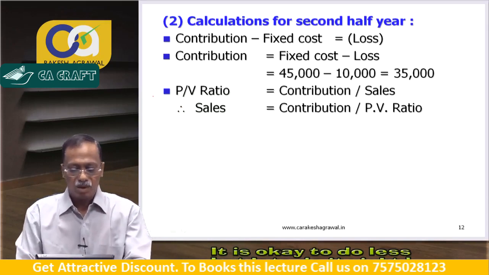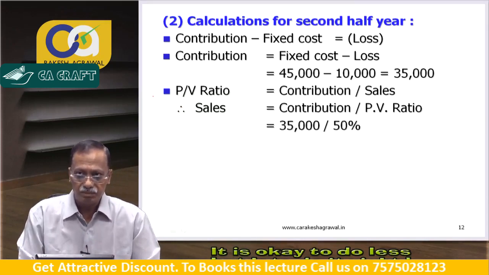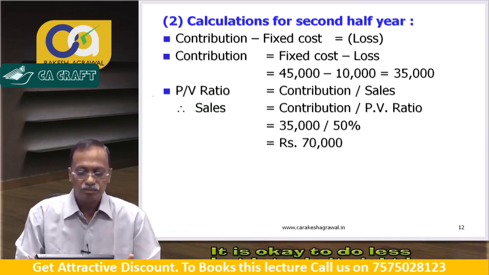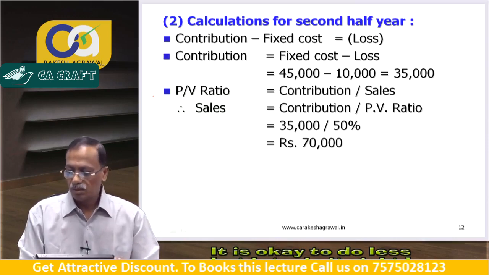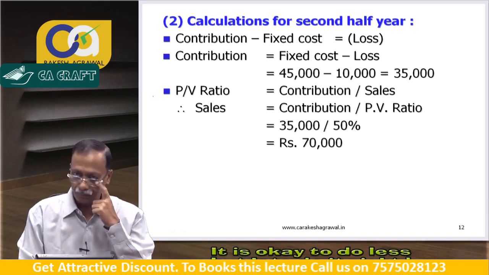Now sales is equal to 35,000 divided by 50%. 35,000 divided by 50% is equal to rupees 70,000. So this is the sales volume for second half of the year.